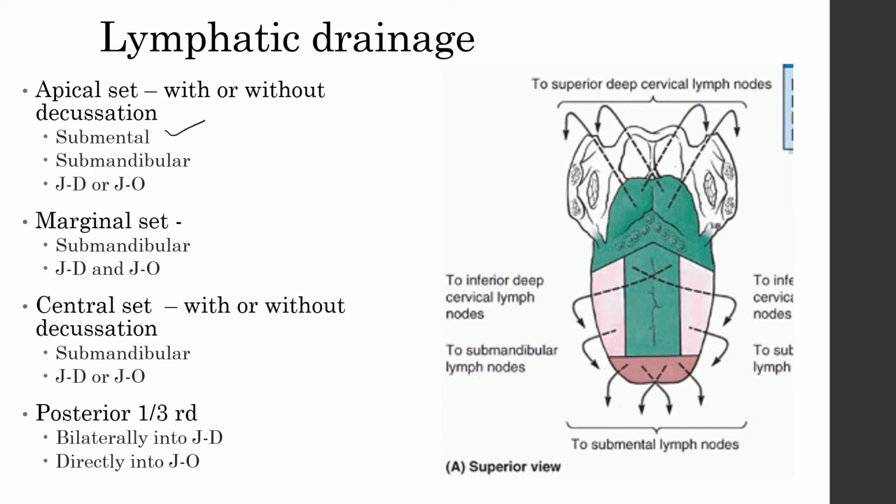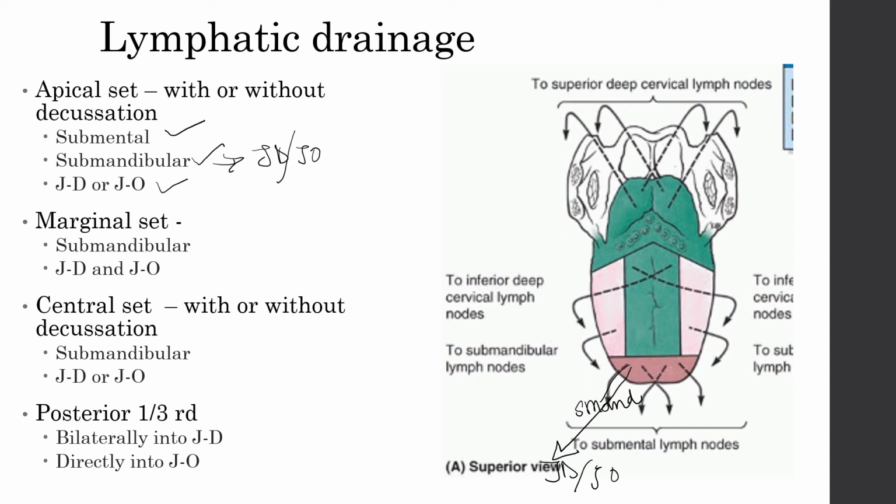Then from the lateral side they go to the submandibular group of lymph nodes. From the apex only, and the third group, from submandibular ultimately they will go to the deep group, that is jugulodigastric or jugulo-omohyoid, and some of the lymphatics directly go to these deep groups, that is jugulodigastric or jugulo-omohyoid.